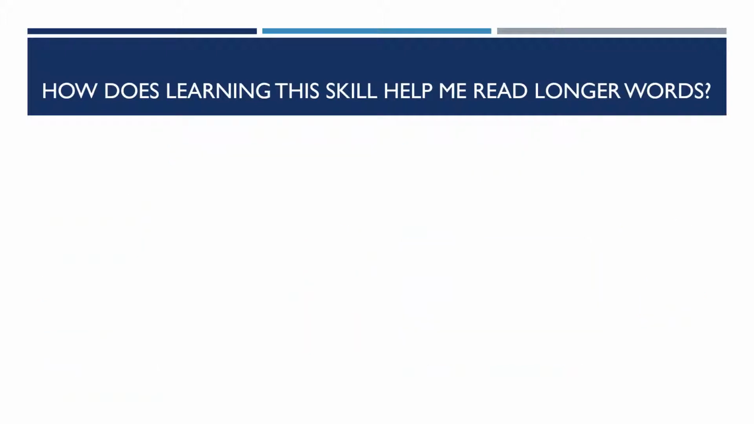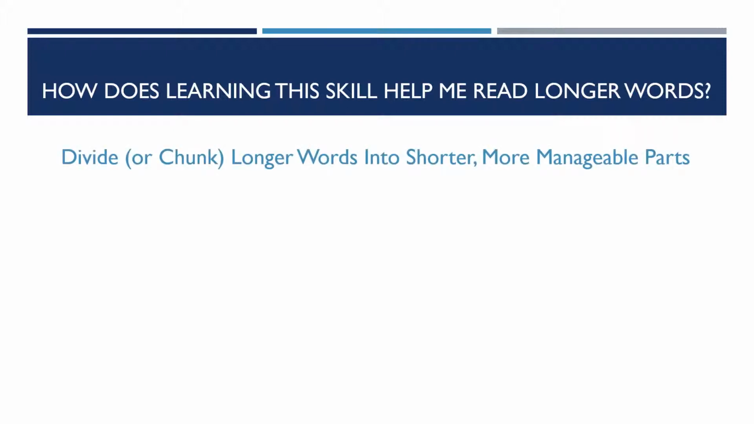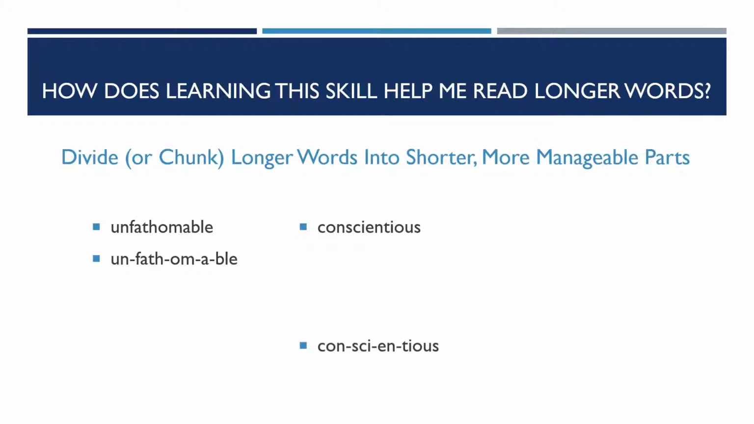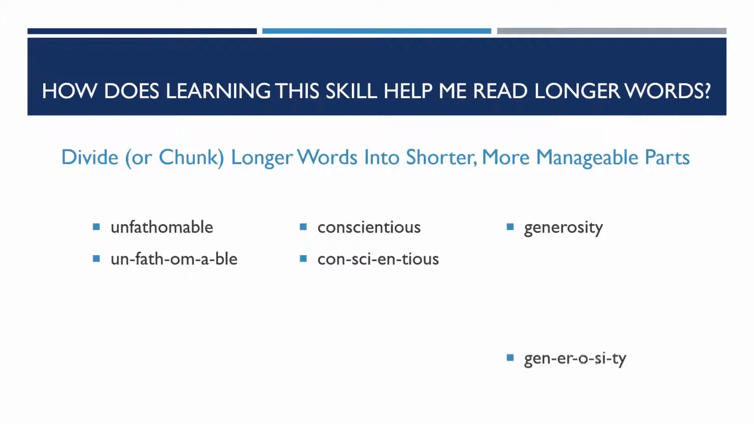How does learning this skill help me read longer words? When we divide or chunk longer words into shorter, more manageable parts, reading big words is a lot easier. Unfathomable becomes un-fath-om-a-ble. We can divide the word conscientious into con, she, and shus. And finally, generosity gets divided into 5 syllables.